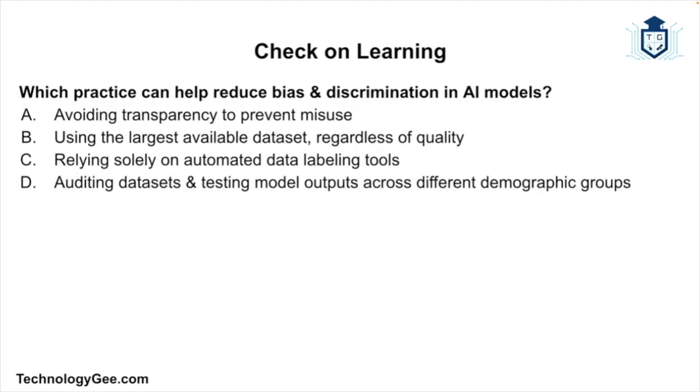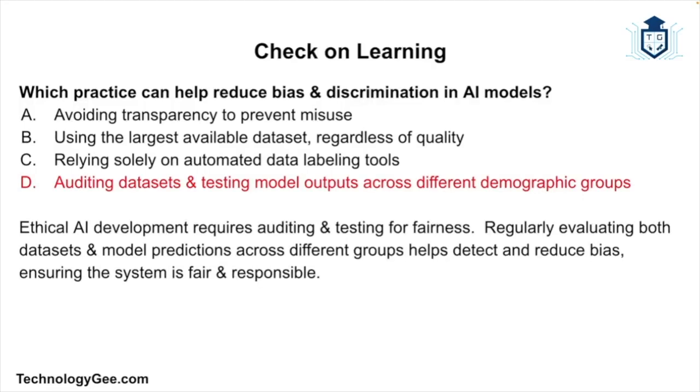And our final question is, which practice can help reduce bias and discrimination in AI models? Is it avoiding transparency to prevent misuse? Is it using the largest available data set regardless of quality? Is it relying solely on automated data labeling tools? Or is it auditing data sets and testing model outputs across different demographic groups? And the correct answer is it is auditing data sets and testing model outputs across different demographic groups.